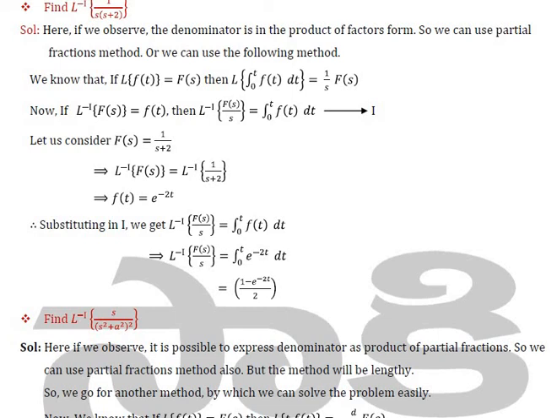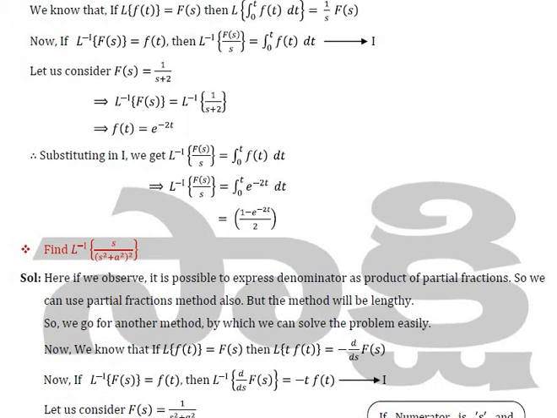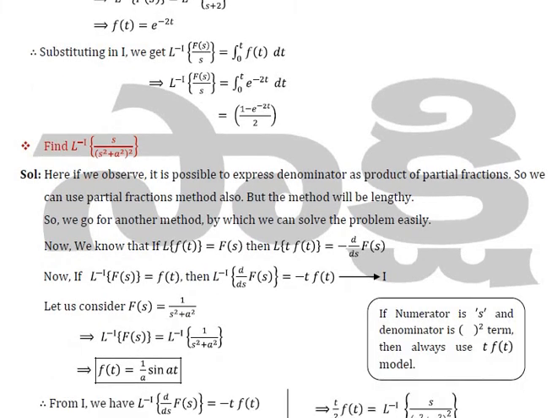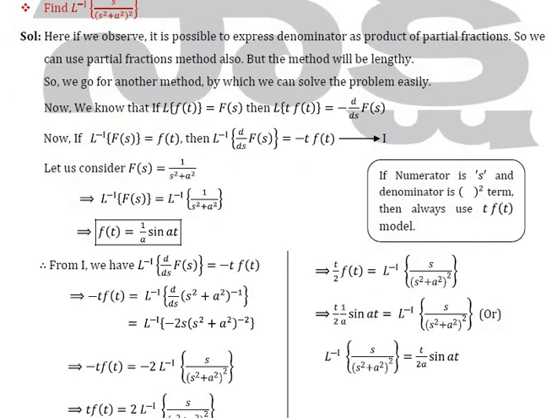Next one is L inverse of s by (s square plus a square) whole square. Similarly, the same method we can apply, but here f(s) is 1 by s square plus a square. So L inverse of f(s), L inverse of 1 by s square plus a square, is nothing but f(t) equal to 1 by a sin at. So what is L inverse of d by ds of f(s)? It is nothing but minus t f(t). So minus t f(t) equals, simplifying this to get the value of f(t), L inverse of s by (s square plus a square) whole square equals t by 2a sin at.